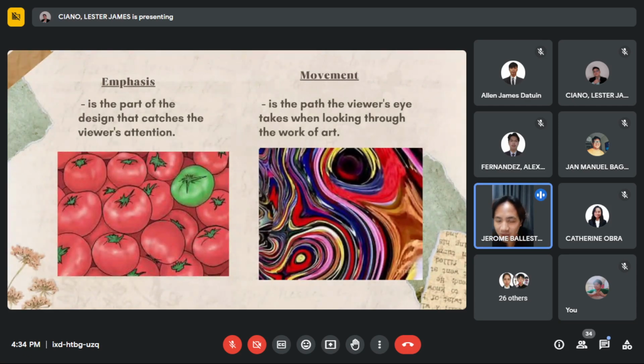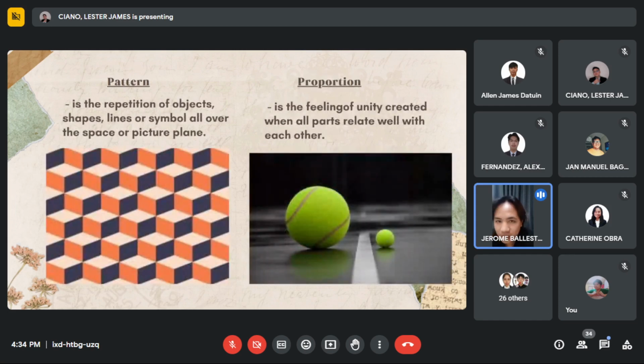Okay, next we have the movement. Movement, it's not just through the use of our body. It's also through the use of lines, colors, the texture. Okay, so yan yung tinitignan natin. Okay, next one, we have the patterns. Pag sinabi kasi nating patterns, it's a repetition of objects, shapes, lines, or symbols over the space or the picture plane, or yung ginamit niyang plane or material, kung saan niya nilagay yung kanyang certain piece. Okay? So you can notice doon sa example na binigay nila, it has a repetition of objects or shapes.